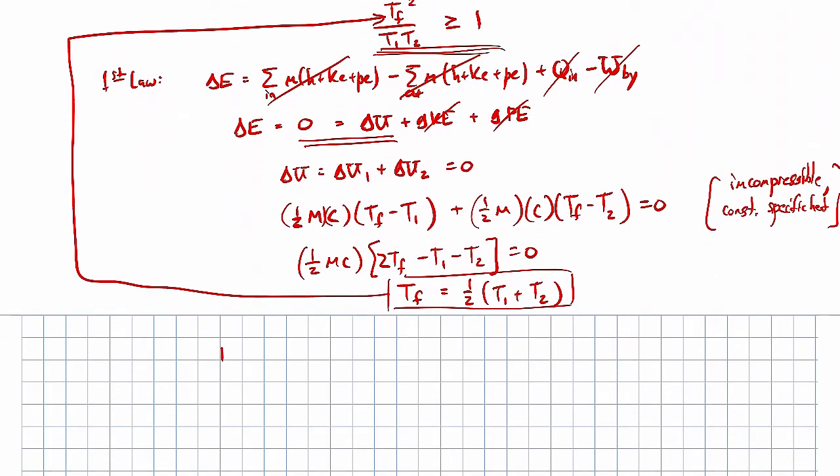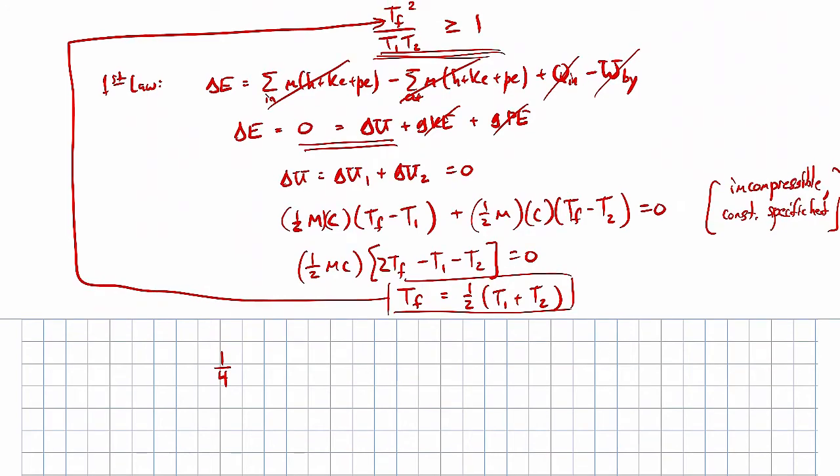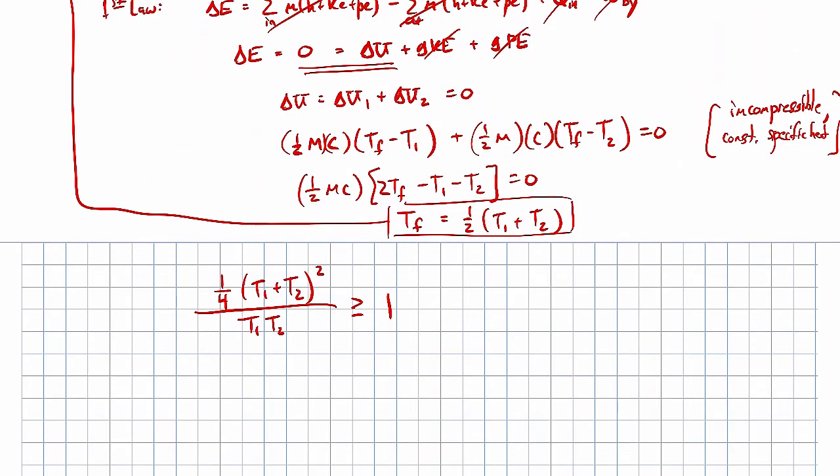So if I substitute that in, the numerator will be 1/2 squared, so that makes it 1/4, (T1 plus T2) squared, all over T1 times T2 has to be greater than or equal to 1. So again, I'm combining the entropy equation and first law expressions together here.